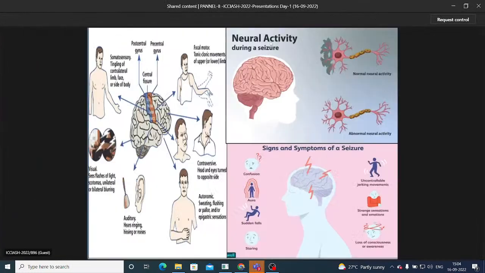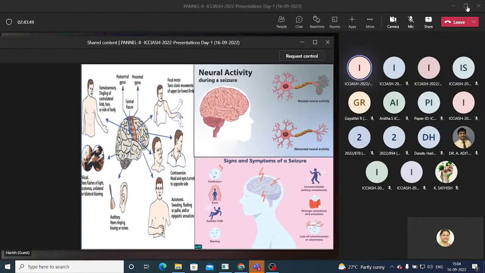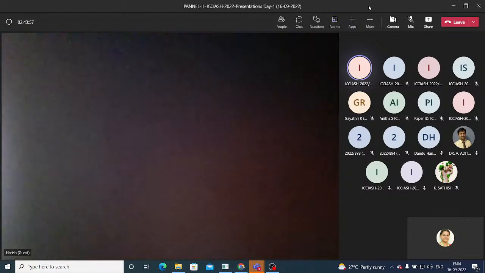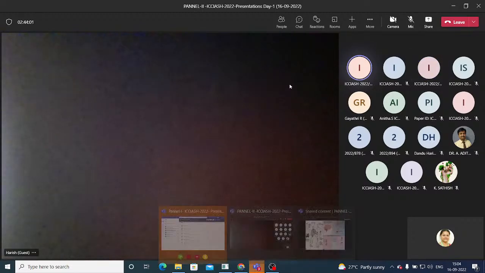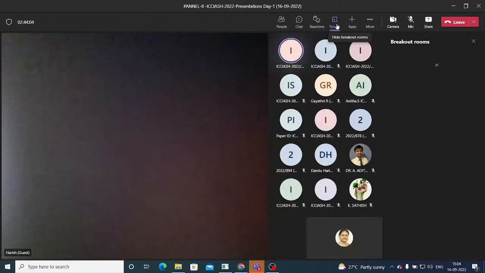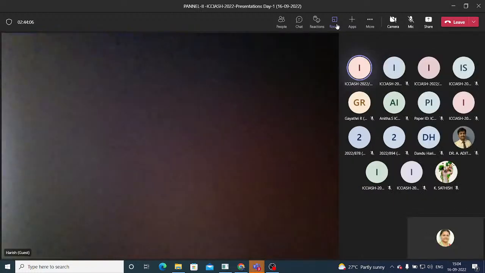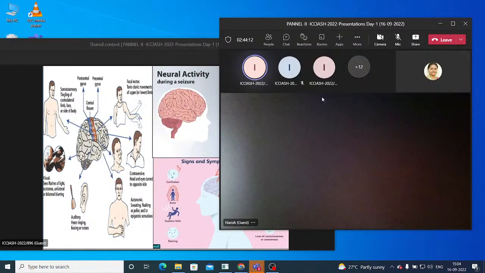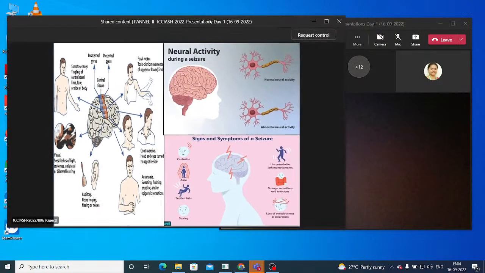As we can see on the right-hand side, this is how a neuron normally gets activated, and in the abnormal case, when a seizure is activated, this is how a neuron gets fired. Whenever neurons fire abnormally, a seizure occurs. During a seizure, the patient may fall or go into an uncontrollable state, and depending upon which part the seizure has occurred in, that part may be affected.